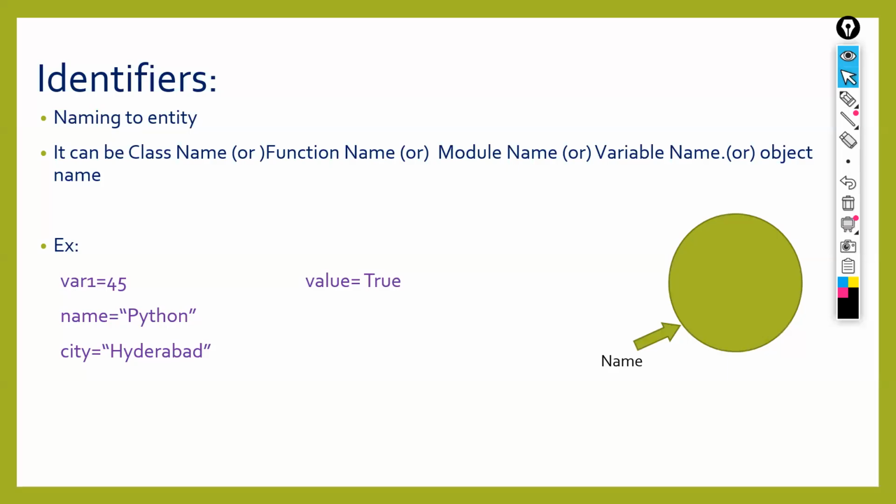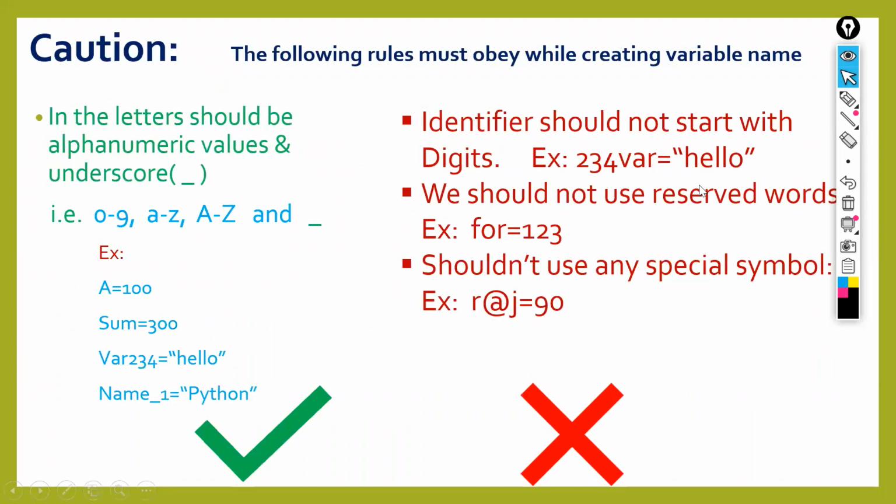Now, what are the rules we must follow while giving a name to an entity or content or whatever it is, a value? Caution. So now you can see here, the following rules must be obeyed while creating a variable. What are the rules? One is it must be alphanumeric. What do you mean by alphanumeric value?